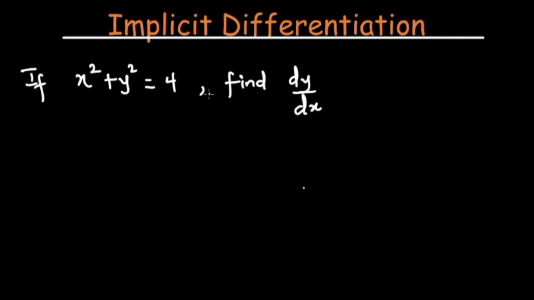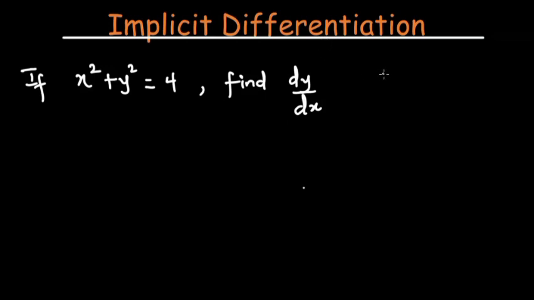In this video, we're going to be talking about implicit differentiation. And here we have an example: if x squared plus y squared equals 4, find dy dx. Now, first things first, you have to know the difference between implicit differentiation and explicit differentiation.